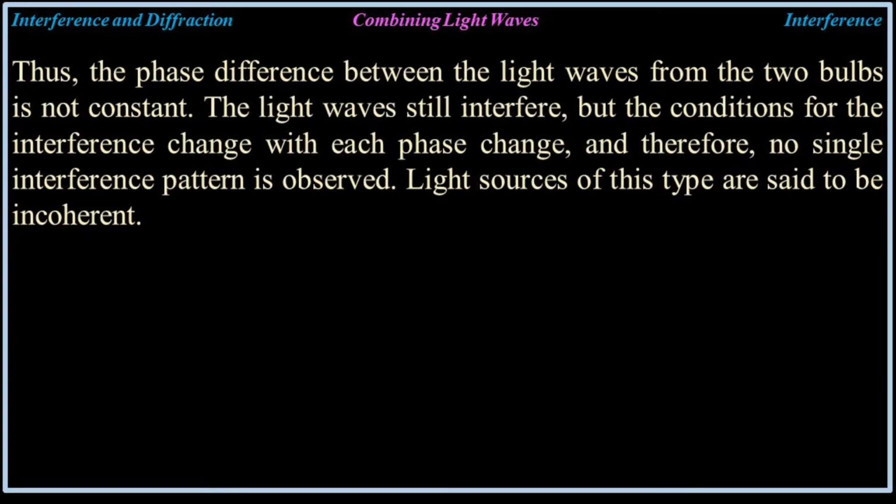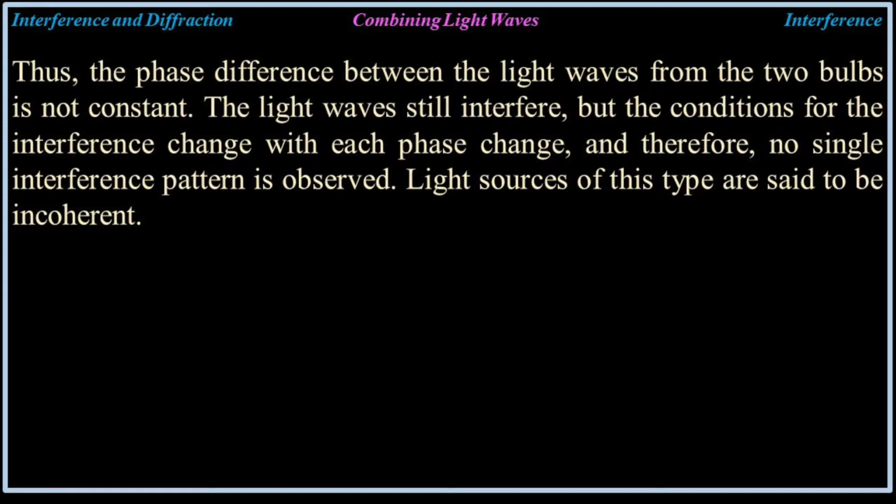Thus, the phase difference between the light waves from the two bulbs is not constant. The light waves still interfere, but the conditions for the interference change with each phase change, and therefore no single interference pattern is observed. Light sources of this type are said to be incoherent.